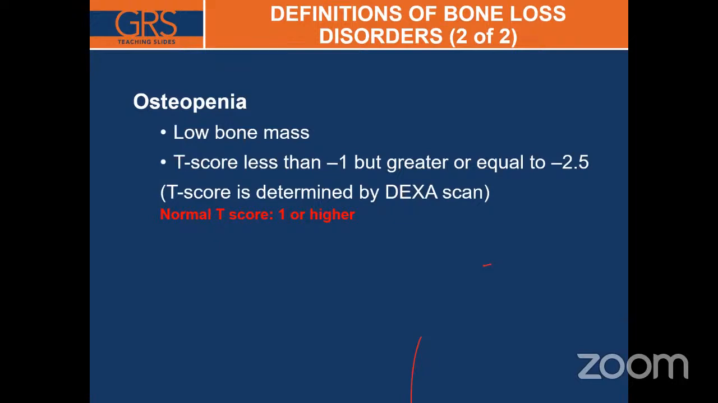Osteopenia, as we said, is a low bone mass, T-score less than -1, but greater than or equal to -2.5. T-score is determined by a DEXA scan, and a normal T-score is -1 or higher.